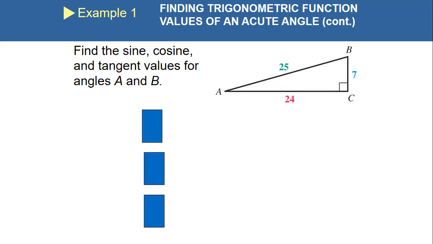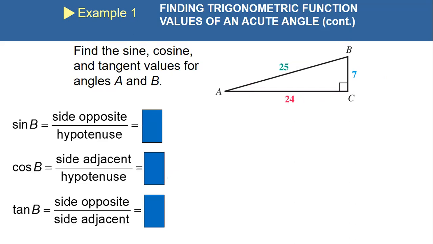Cool? All right. You're now going to do, really quick, sine, cosine, and tangent of B. Identify the angle, identify your hypotenuse.